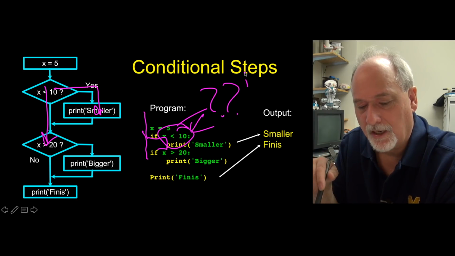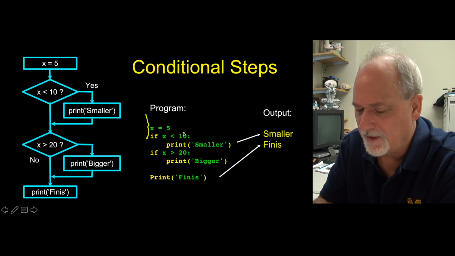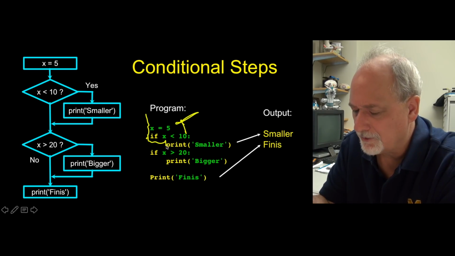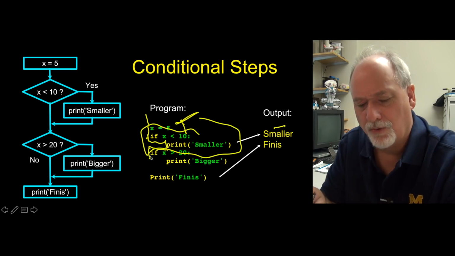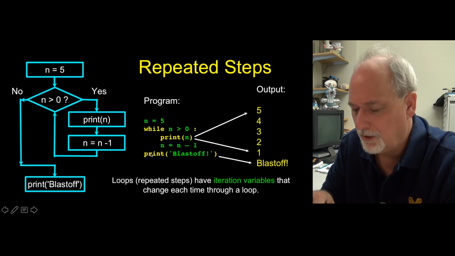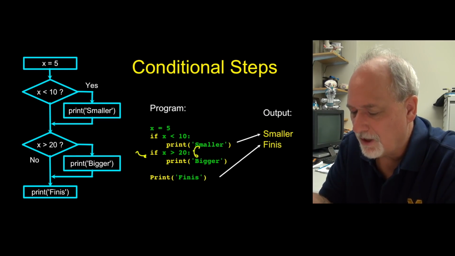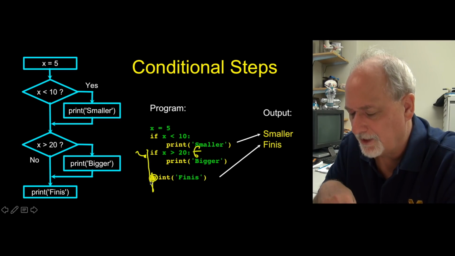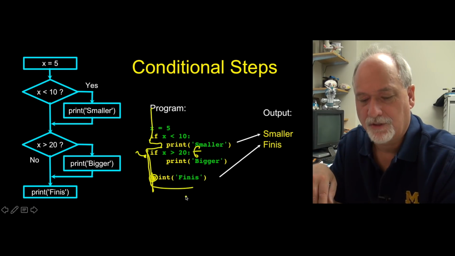Now, if you look at this code, it's pretty obvious what's going on. It comes down, x is 5. If x is less than 10, that's true. So it runs this code and prints out smaller. And then it comes back here, it de-indents, the next is basic sequential. If x is greater than 20, this turns out to be false because x is 5, and so it skips this. So the bigger never comes out, and then it continues on and prints fini. Oops, that's a typographical error. Make that a lowercase print, and then prints fini. So it comes in, runs this, skips this, and then finishes. Okay?